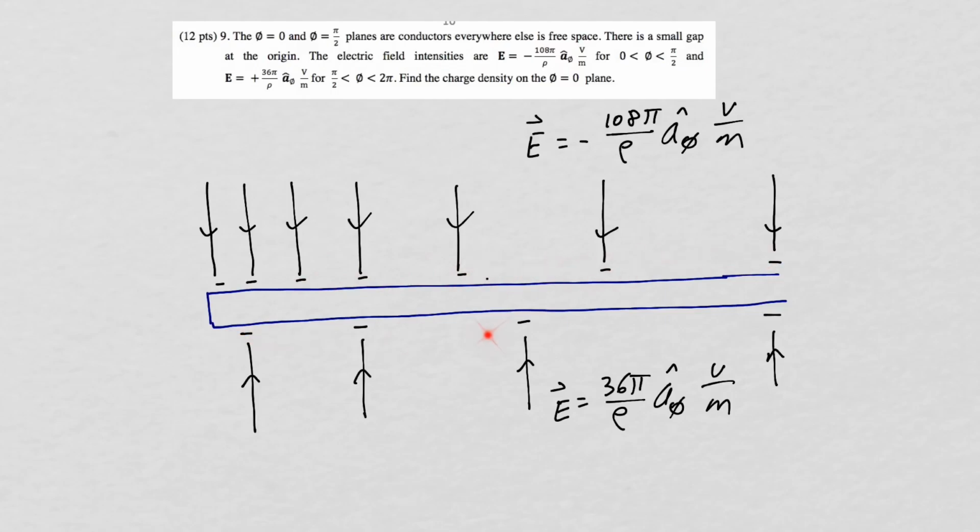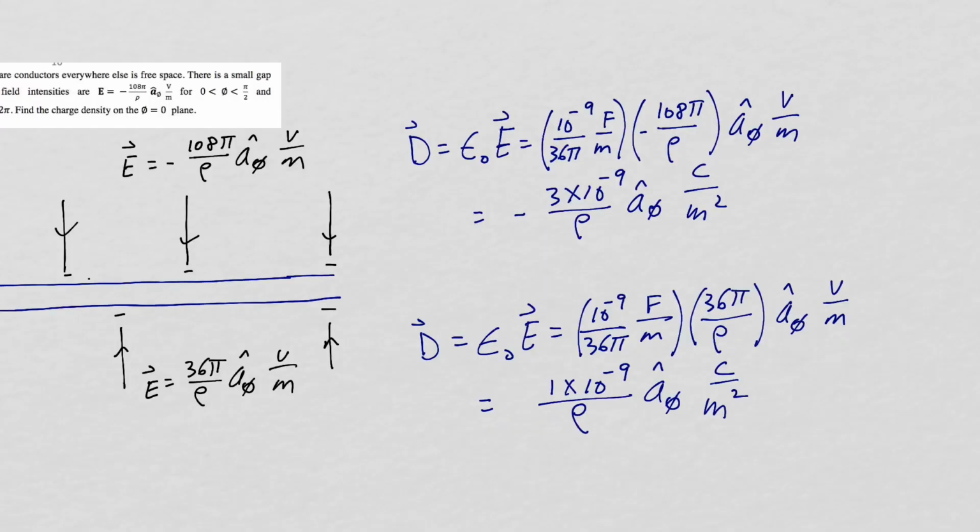Now to find these charge densities on the surface, we need to find the electric flux density field on the surface. So we can obtain that from the electric field intensities by just multiplying by the permittivity of free space, epsilon sub 0. So after doing that, we get the electric flux density field on the top surface of the plate and on the bottom surface of the plate.